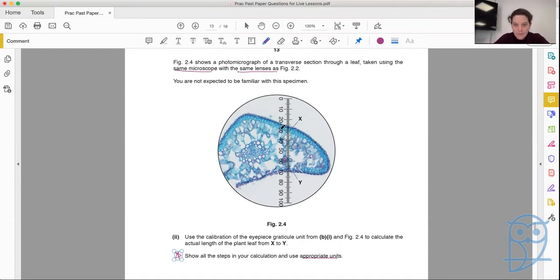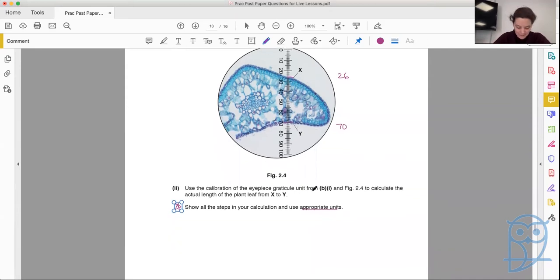So what are we looking at? We are looking at here from X to Y. Well, Y is nice and easy. That's pretty much bang on 70, right? X, we're going to have to look a little bit squigglier. We're looking here, let's say that is 26. So from 70 to 26 is the width of our leaf. The length of the plant leaf from X to Y, not the width, because the width is going to change. It's a funny shaped plant leaf, this one. It's a whole actual triangle. Okay, so how many EGUs have we got? We have 70 minus 26 equals 44 eyepiece graticule units.